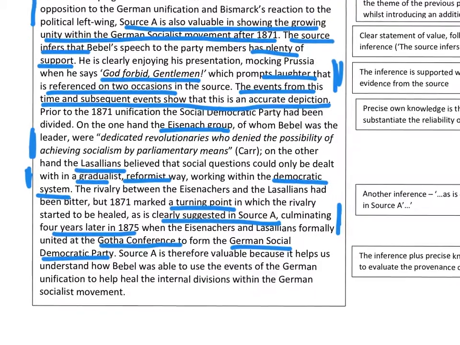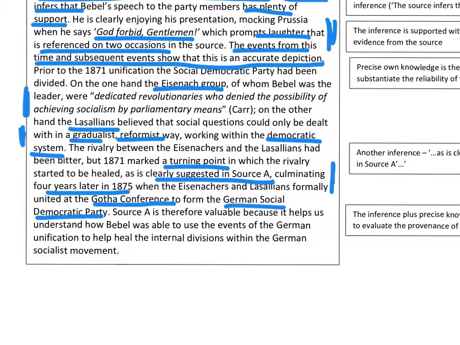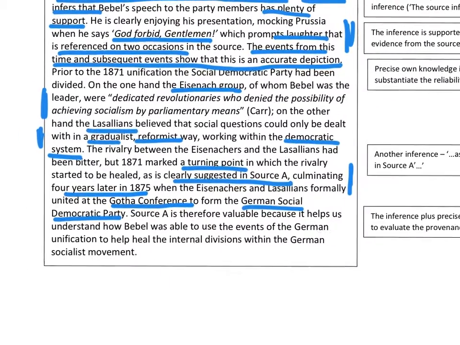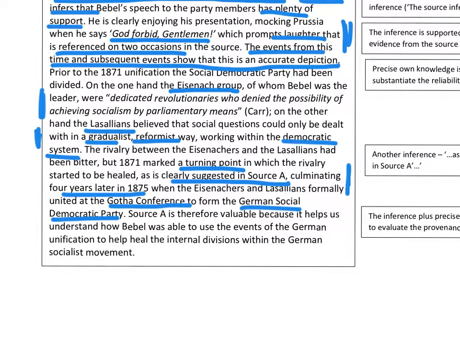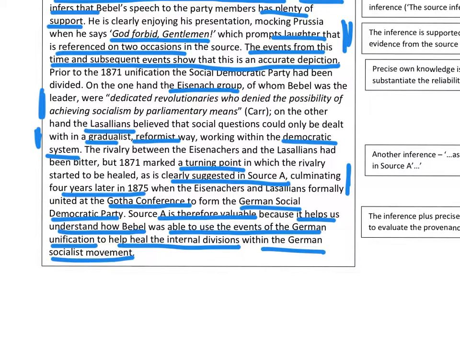And then at the end, just to pull it all together, as the previous paragraph did, you've got an end sentence that just reminds the examiner that you're focusing on that question, and it reminds the examiner of what you've just done in that paragraph. Source A is therefore valuable because it helps us understand how Bebel was able to use the events of the German unification to help heal the internal divisions within the German socialist movement.